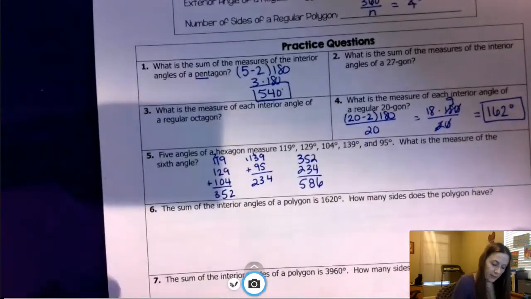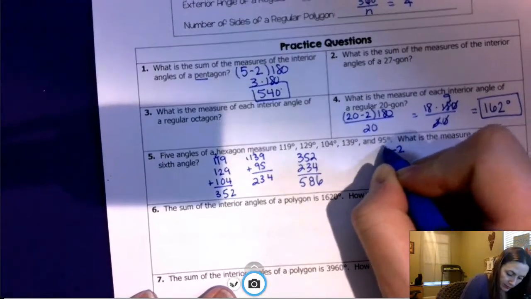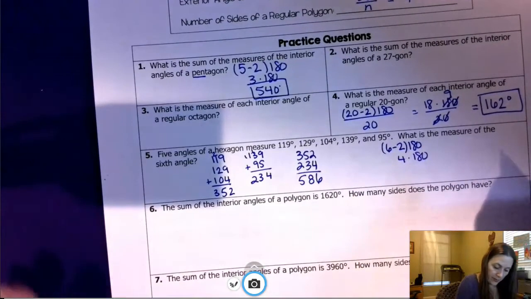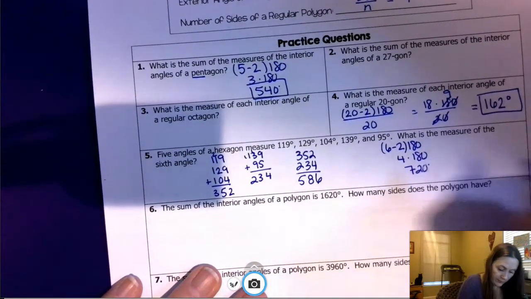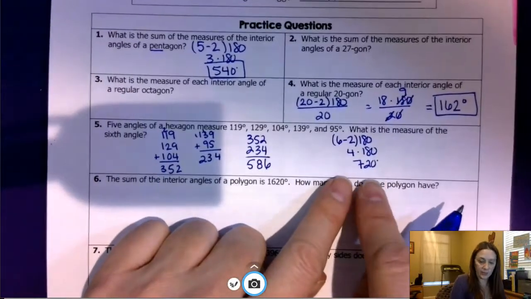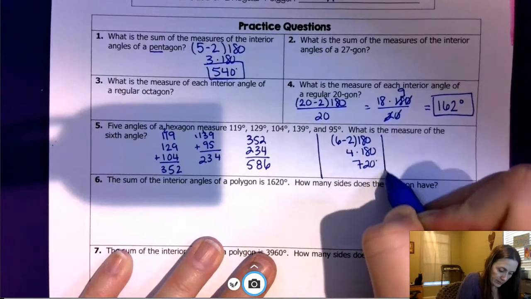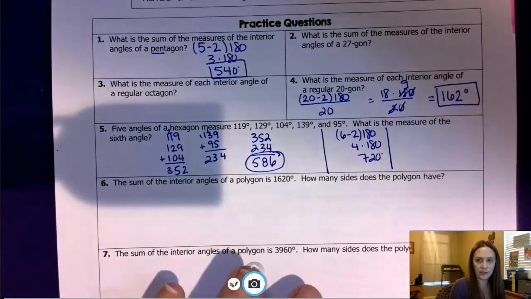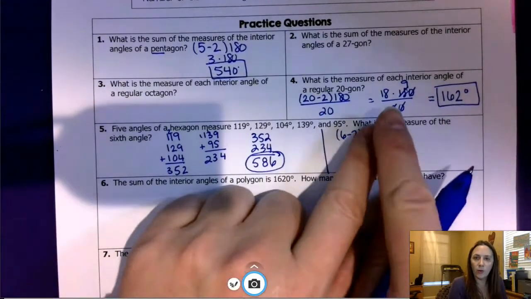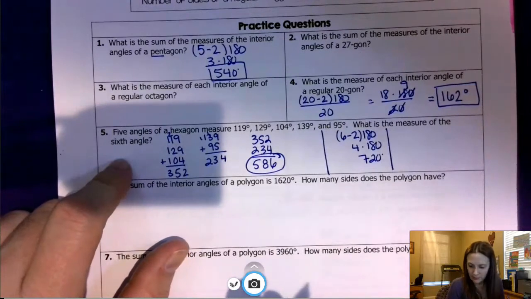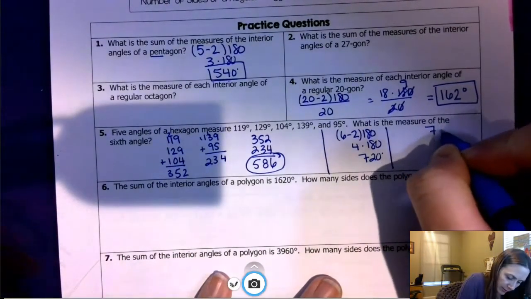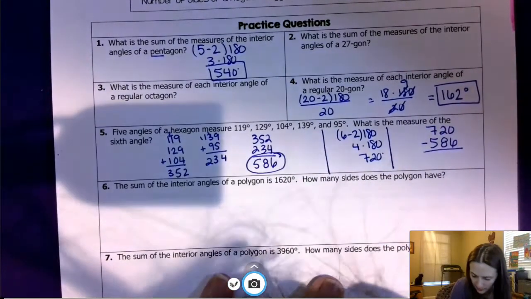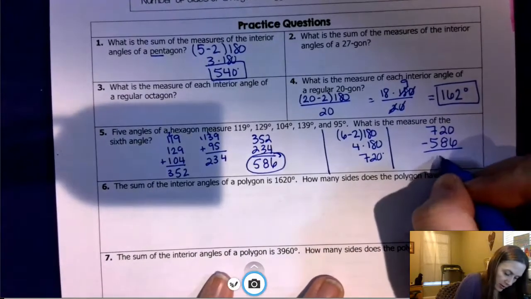So it's a hexagon. A hexagon is 6 minus 2 times 180. 4 times 180, and I get 720 degrees. So the entire hexagon should be 720 degrees. The angles that I know add up to 586 degrees. So what do I do to figure out the measure of the last angle? I'm going to take that 720 and subtract the 586. I end up with 134 degrees.